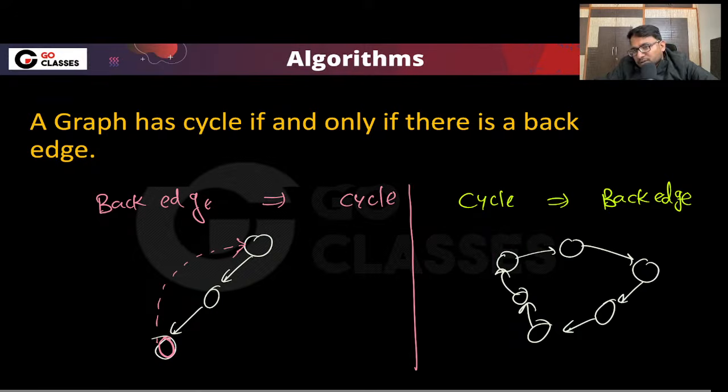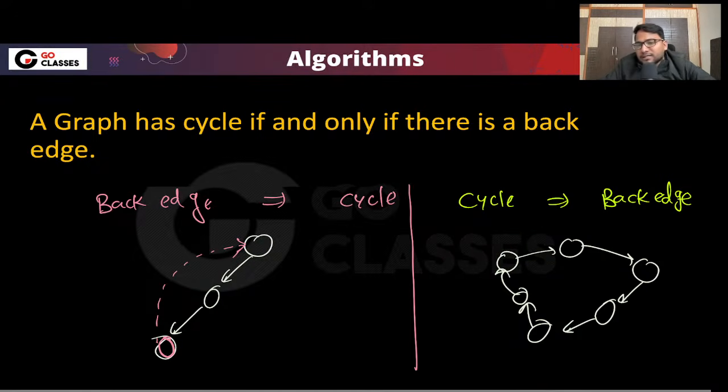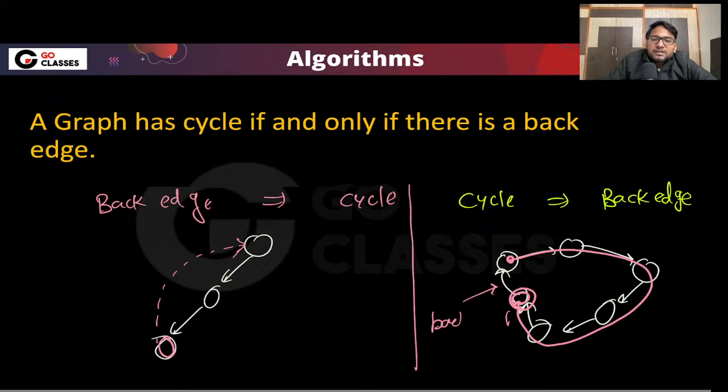See, let's suppose this is a cycle. Then I will always prove that there must exist some back edge. How? In this cycle you can start from any node, because this is a cycle. Let's suppose you are starting at this node. Then you will be going here, and the moment you reach here, you will backtrack, right? But what about this edge? This edge will be the back edge. If there is a cycle, at the end somewhere there will be a back edge, right? You will classify one of the edges as a back edge.